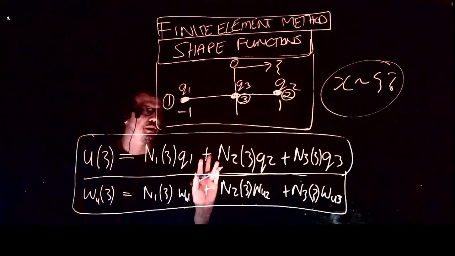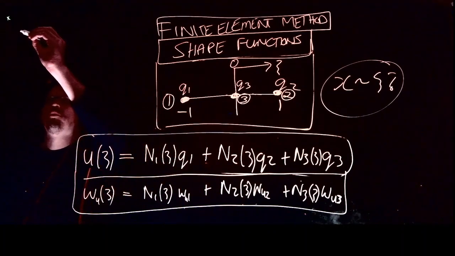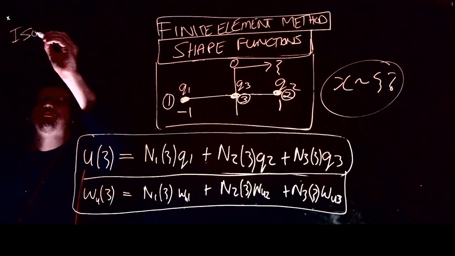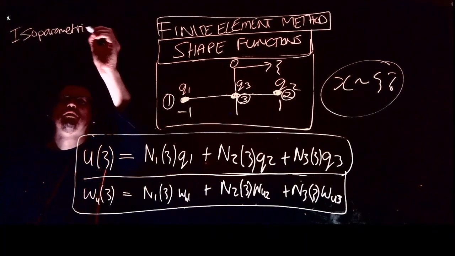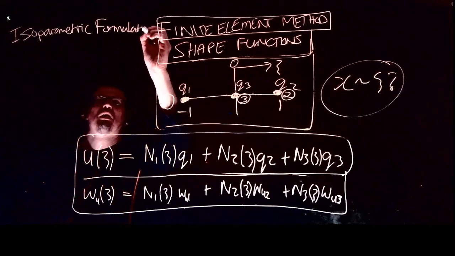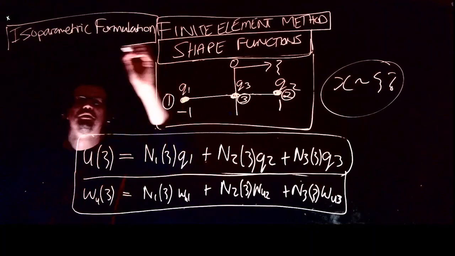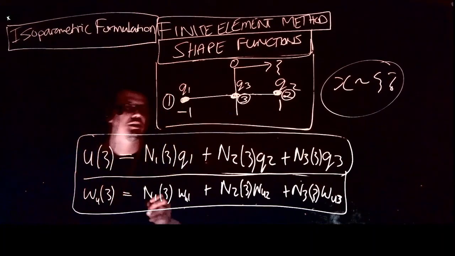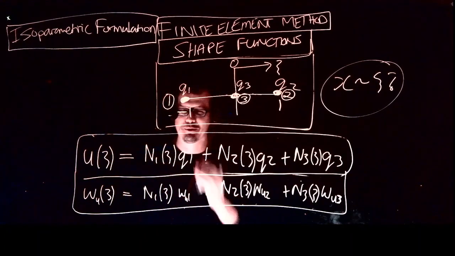There are various ways we can go about this, but the one approach that we'll follow is the finite element way, which is what's called the isoparametric formulation. A very long word for something very simple. I promise you, it's an extremely long word, and the concept is as simple as what I've just explained here.